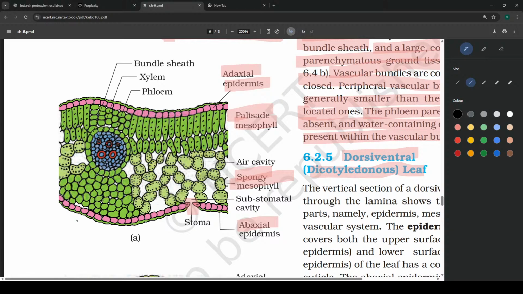If we see a dicot leaf, the two sides, the adaxial side will be comparatively a darker green compared to the below side, that is the abaxial side. That is because of the concentration of the palisade mesophyll.